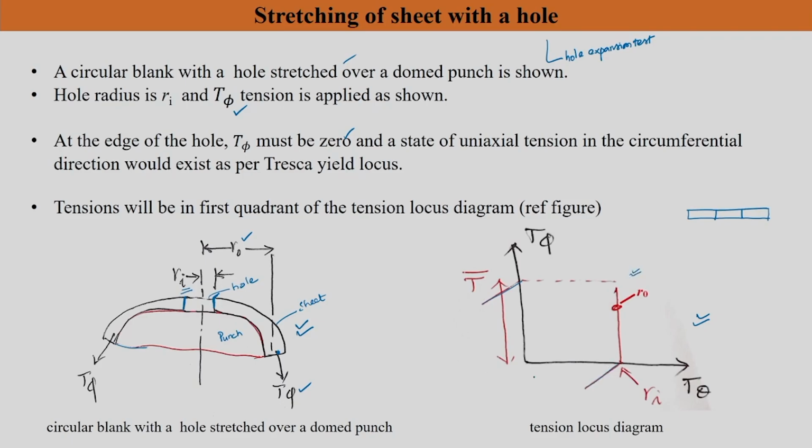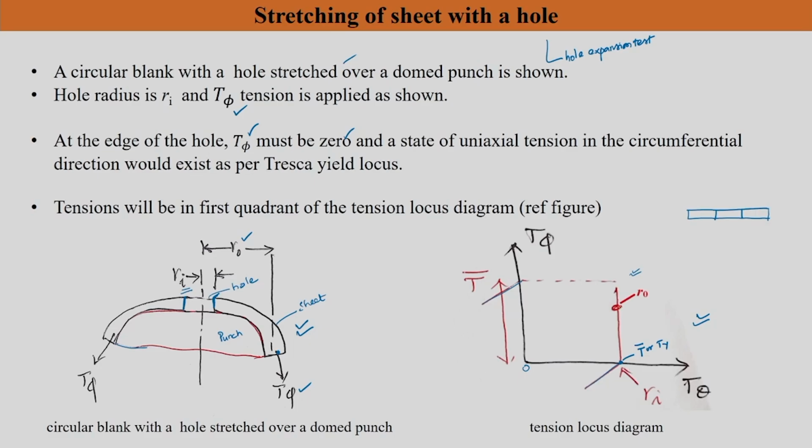The first quadrant for Tresca is shown here, and you will see that at Ri, the hole edge, is here, where T phi is actually 0. That is what I mentioned, T phi has to be 0 at the edge. This is nothing but your T bar, or in other words the yield tension Ty. T bar is what we saw in the previous chapter, the redrawing chapter. So T bar could be your yield tension when this locus is getting satisfied.